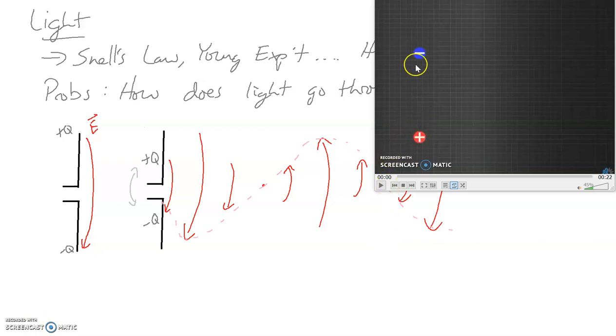Okay, so I've got my two charges, and I'm going to get them to go. So they're going to move. So they move up and down like that. So instead of me fluctuating the charges, this nice little animation here has the charge going up and down.